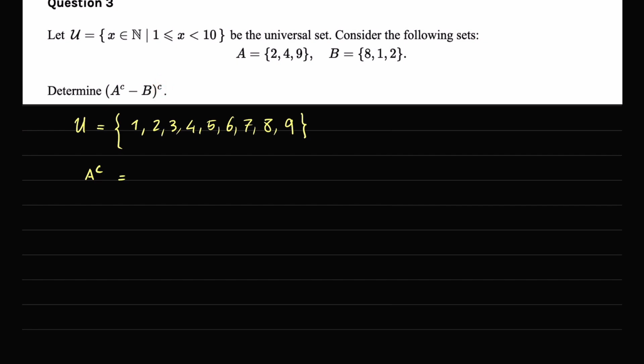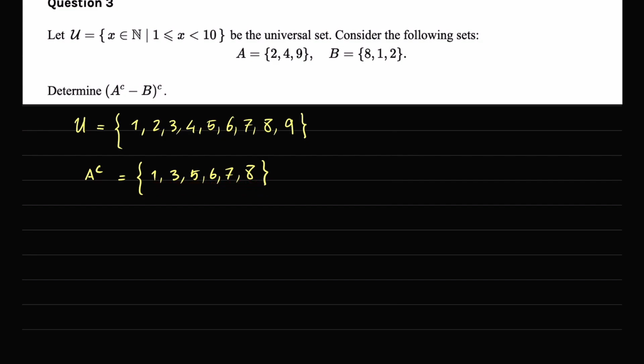A complement means the set of all elements within the universal set that are not in the set A itself. So I have to take 2, 4, and 9 out of U, and what is left is A complement. So I will write them here: 1, 3, 5, 6, 7, and 8. Yes? So 1, 3, 5, 6, 7, and 8.